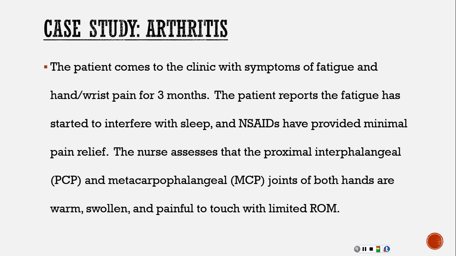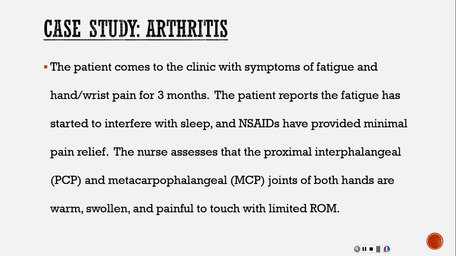All right. So the patient comes to the clinic with symptoms of fatigue and hand wrist pain for 3 months. No, you don't have this one. I didn't want you to cheat and know all the answers before we got started. Patient reports that the fatigue has started to interfere with sleep, and NSAIDs have provided minimal pain relief. The nurse assesses that the proximal interphalangeal joint and also the metacarpophalangeal joints of both hands are warm, swollen, and painful to the touch with limited range of motion.